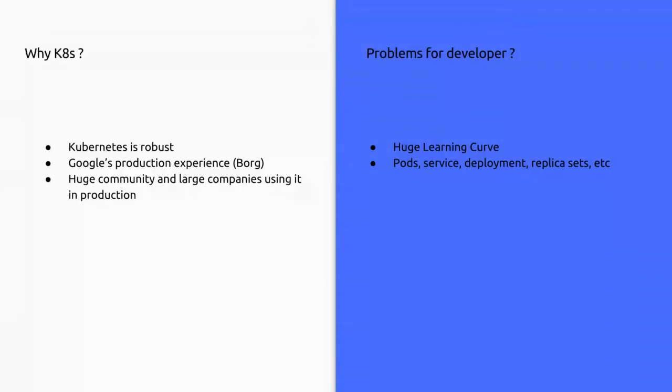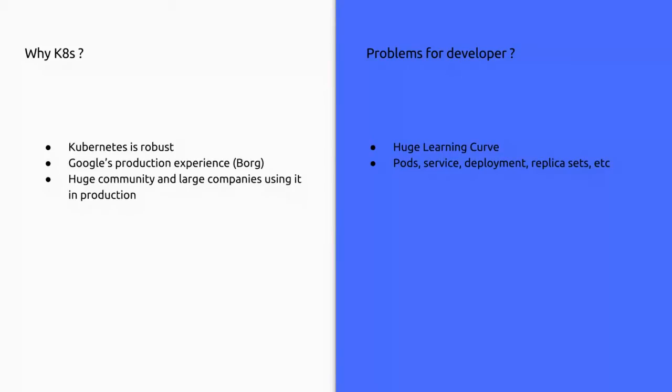But why Kubernetes? Everyone is familiar with Kubernetes, and Kubernetes is robust. It came from Google's production experience with Borg, and it has a very huge community around it. Most of the companies are using it in production. Last year we heard that Pokemon Go is running its backend production on Kubernetes.